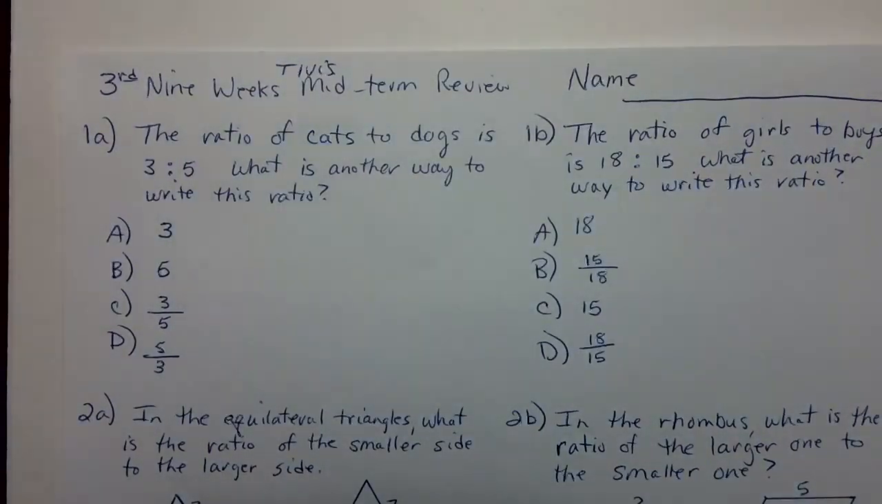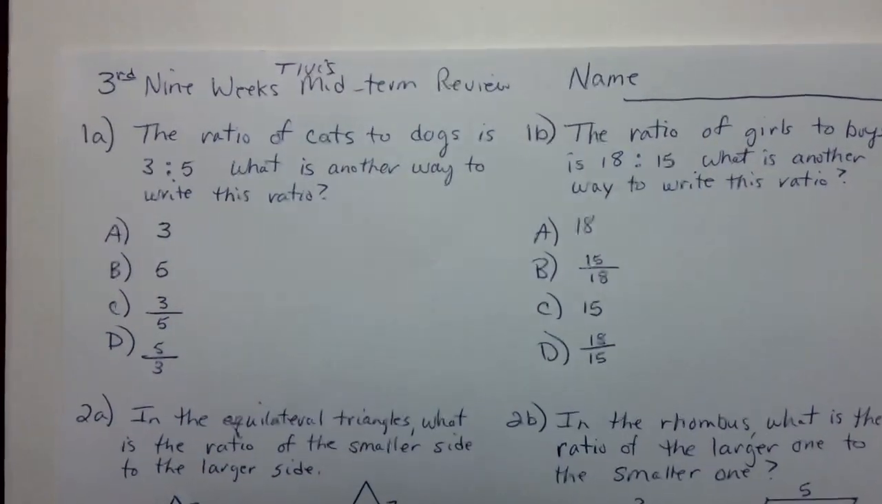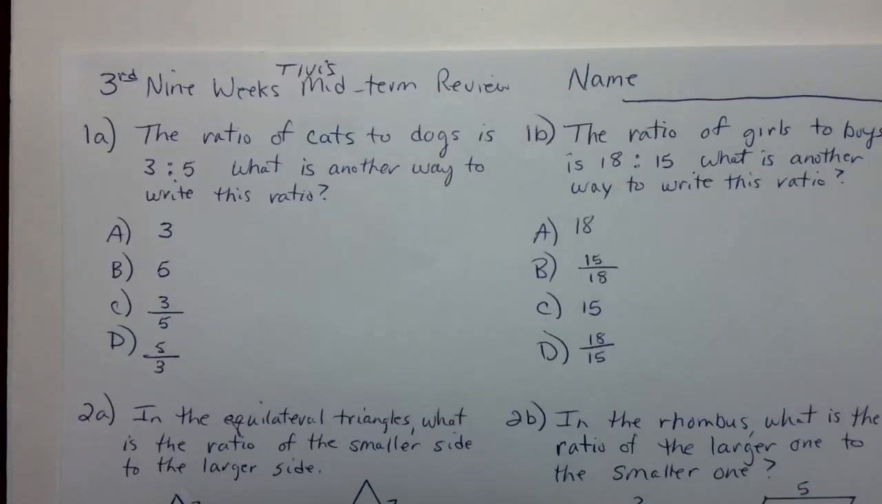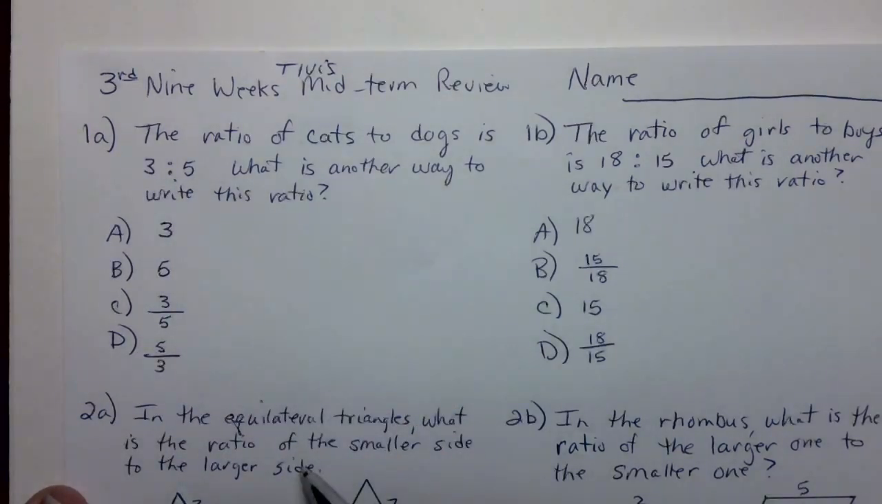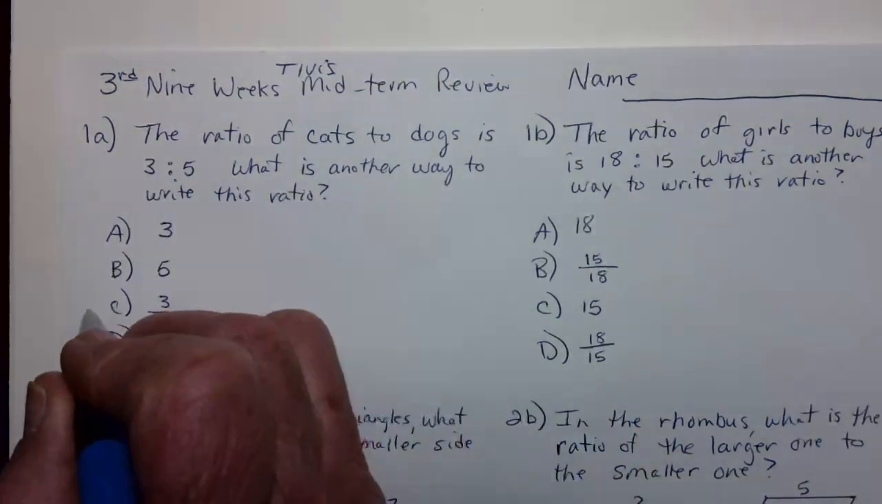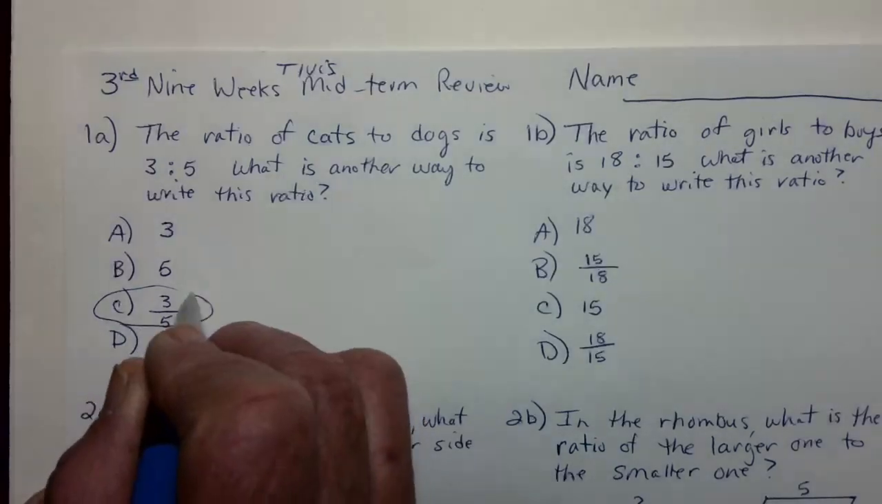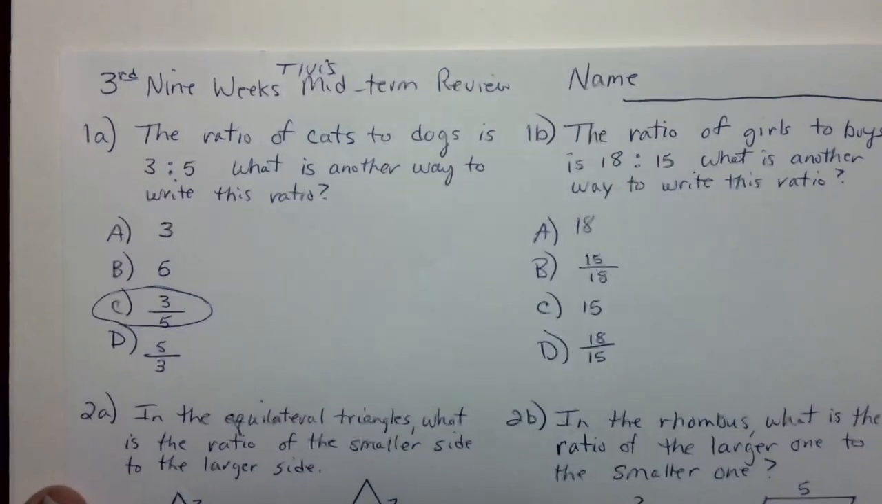All right, number 1A, the ratio of cats to dogs is 3 to 5. What is another way to write this ratio? 3 to 5. What comes before the colon is in the numerator, so that would have to be this one right here. Okay?